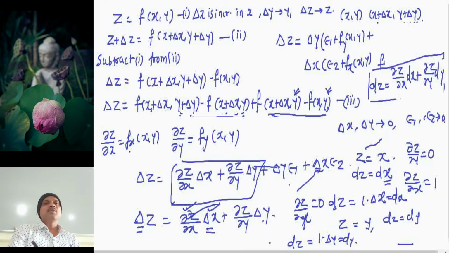So this is the formula for finding the total derivative of the function. Whenever z is a function of two variables x and y, the total derivative can be calculated by using this formula: dz equals ∂z/∂x into dx plus ∂z/∂y into dy.